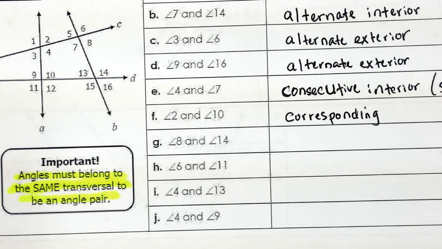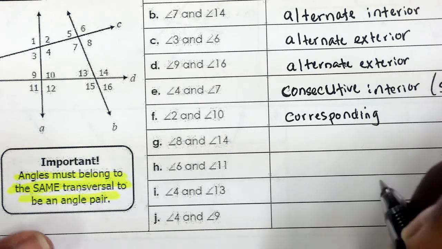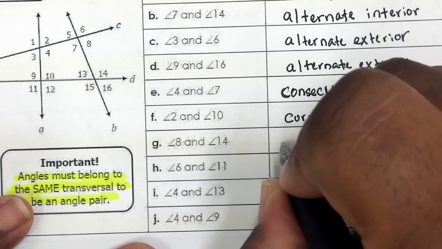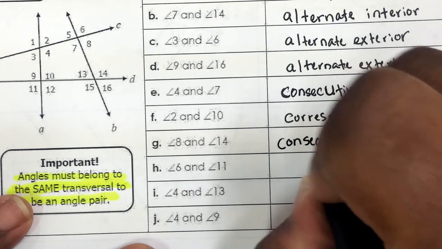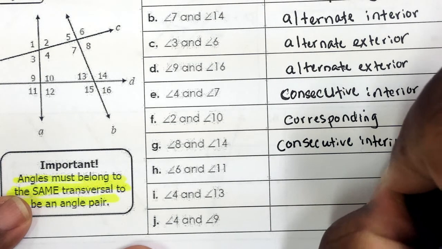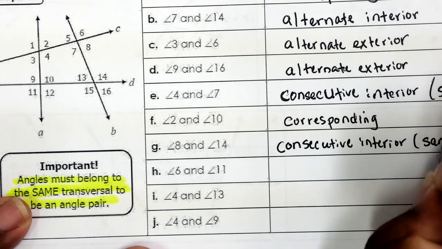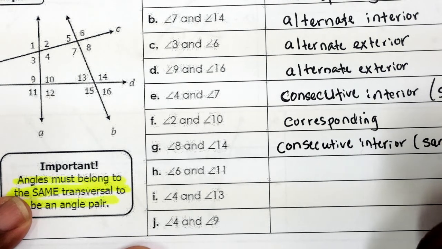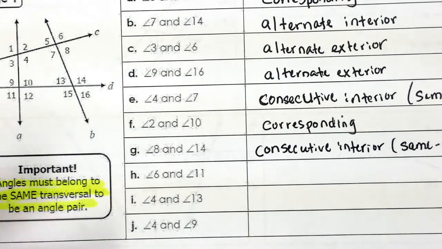It's a good Rama one. Angle 8 and angle 14. Oh, this wasn't a good Rama one there. Never mind. This was the next one I wanted for you, but I'll take it anyway. Yeah, consecutive interior. I'm looking at the next one. My bad. Consecutive interior or same side, 8 and 14. What transversal are they on? Just checking. Thank you.